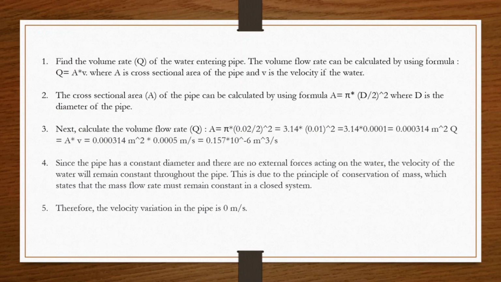And for the next, since the pipe has a constant diameter and there is no external force acting on the water, the velocity of the water will remain constant throughout the pipe. This is due to the principle of the conservation of mass, which states that the mass flow rate must remain constant in a closed system. Therefore, we can conclude that the velocity variation in the pipe is 0 meter per second.